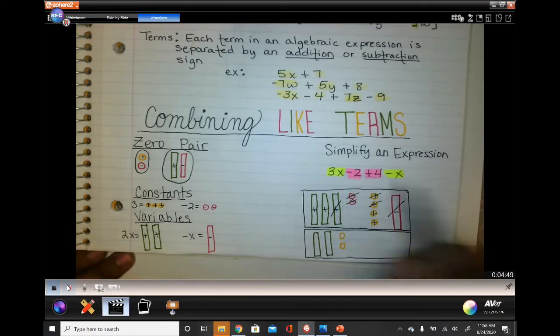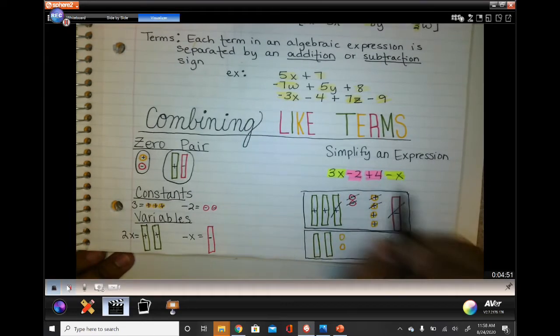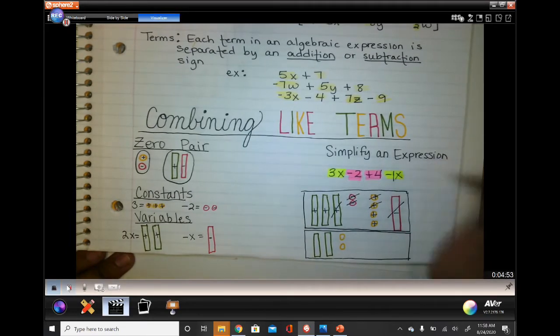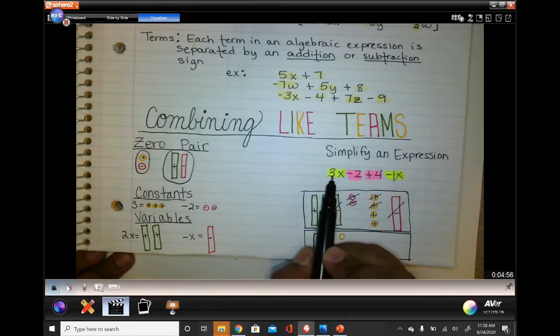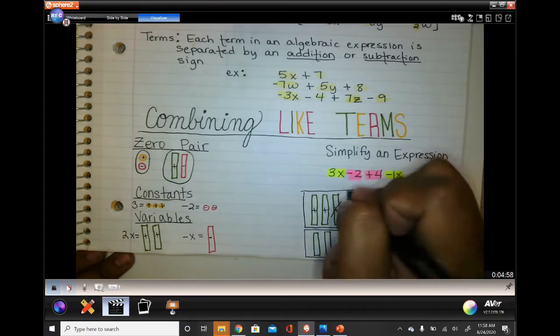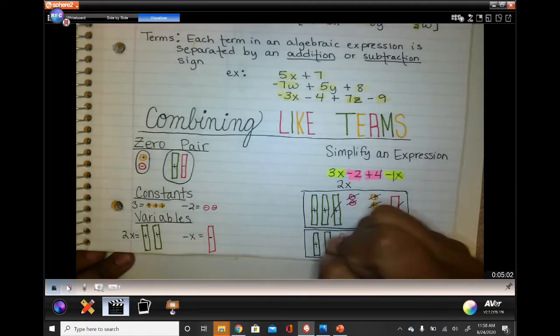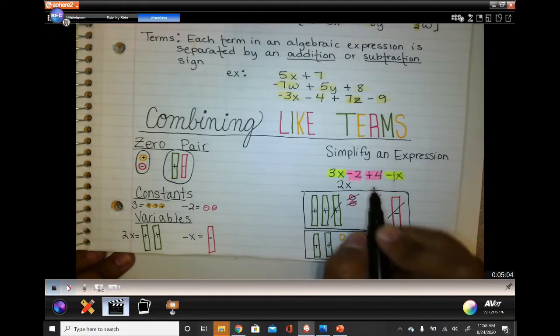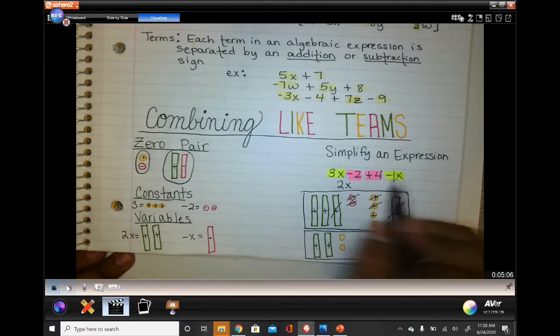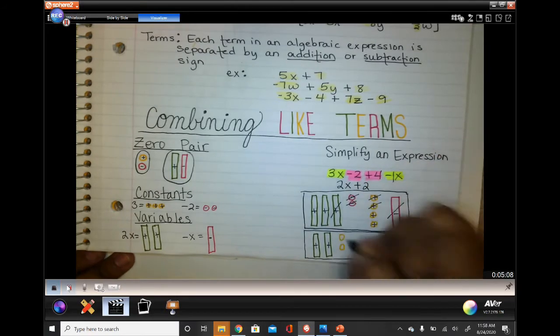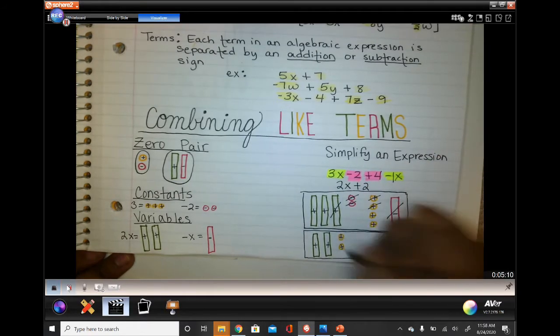So now the same thing can happen here. Remember that when there is not a number in front of x, that means that there's 1 x. So what is 3 minus 1? 3 minus 1 is positive 2 x's. That's what I have here in my picture. What is negative 2 plus 4? That's positive 2, again, which is what I have in my picture.